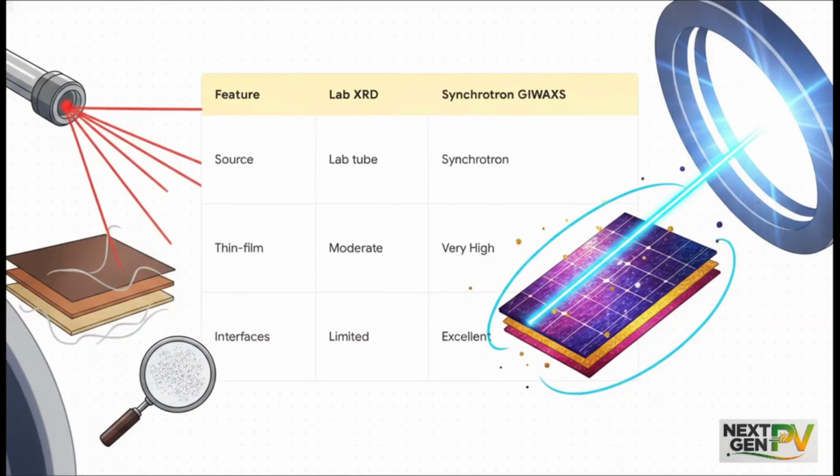Now, what if you're dealing with extremely thin films or trying to catch super fast crystallization kinetics? Well, conventional laboratory XRD has some limits there, moderate thin film sensitivity, and it really struggles with buried interfaces. Enter GIWAXS, or grazing incidence wide-angle X-ray scattering. By using a highly intense synchrotron source and hitting the sample at a tiny grazing angle, it essentially just skims the surface. This provides incredibly high thin film sensitivity and excellent resolution for texture and buried interfaces that a standard lab setup just cannot see.